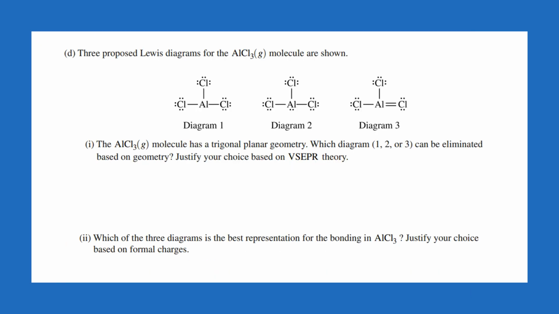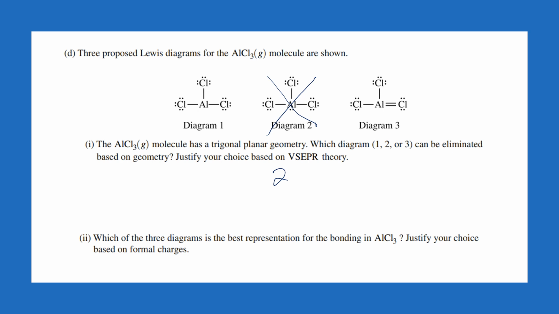Now for part D, we've got 3 Lewis diagrams, and it tells us that AlCl3 has a trigonal planar geometry. Now, which diagram can be eliminated based on the geometry? And that's going to be diagram 2 can be eliminated. And that's because when it has 3 bonds and a lone pair, that's trigonal pyramidal geometry, which is not trigonal planar. So that helps you to eliminate that one. And then for part II, which of the 3 diagrams is the best representation for the bonding in AlCl3? Hopefully you didn't pick 2 because you just eliminated it.